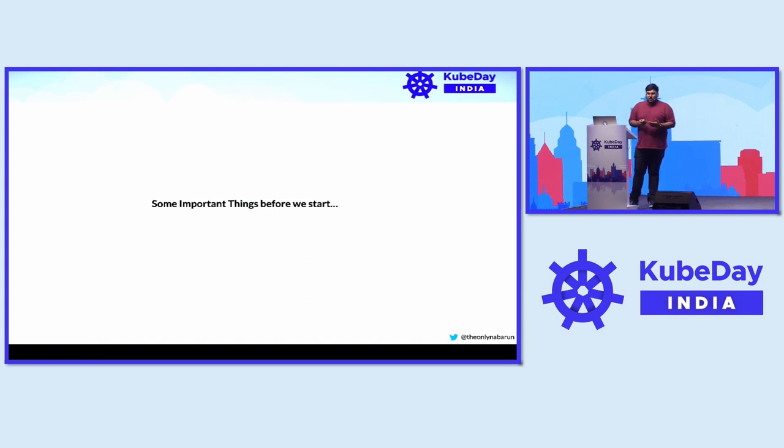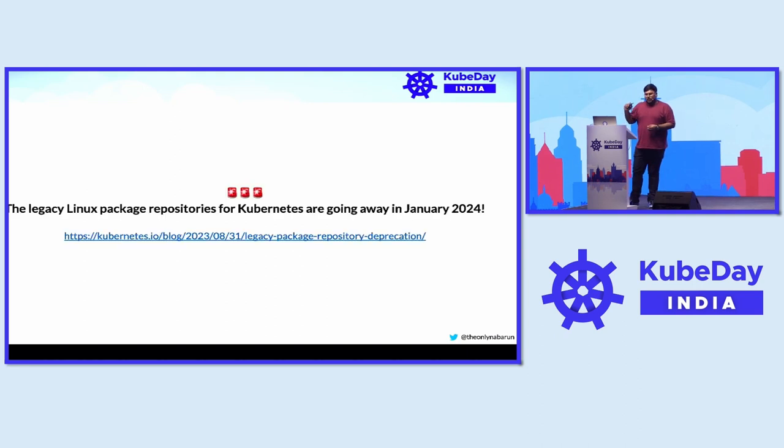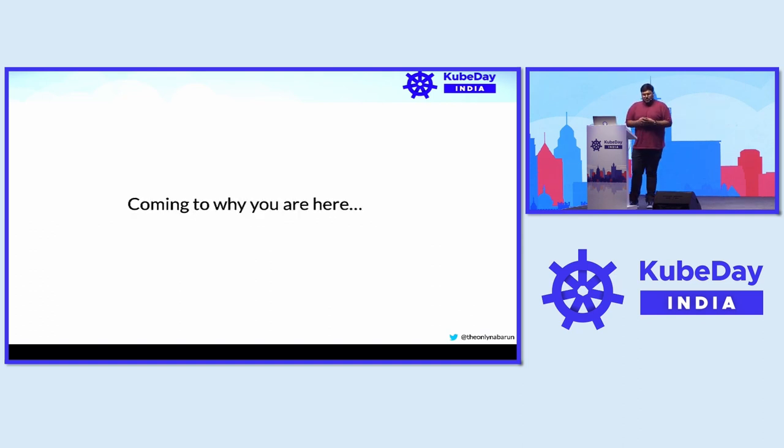If you are a Kubernetes consumer, if you have been consuming upstream binaries and upstream Kubernetes Linux packages, do note that the legacy apt.kubernetes.io and yum.kubernetes.io are deprecated and going to be removed next month. So you're encouraged to move to the new package repositories because they are on community infra and they are maintained by the community directly and not on any third party dependent resources. That's all.